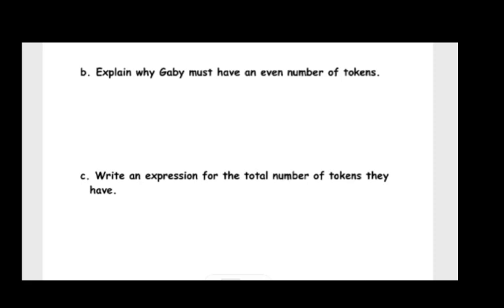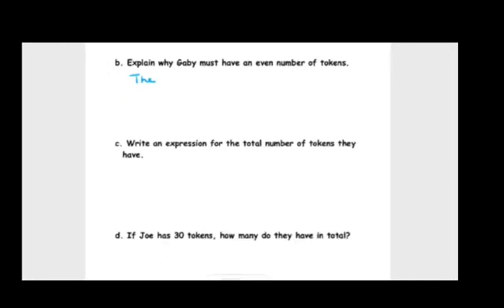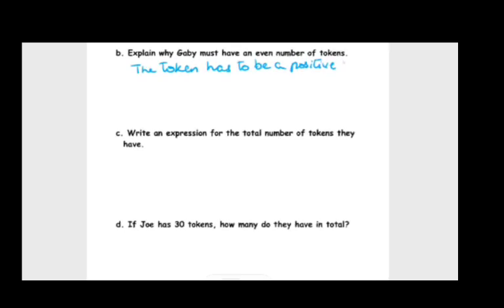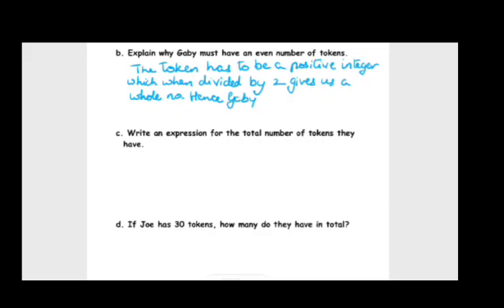Alright, so here you can simply write that the token has to be a positive number or integer, which when divided by 2 gives us a whole number. Hence, Gabby must have an even number.